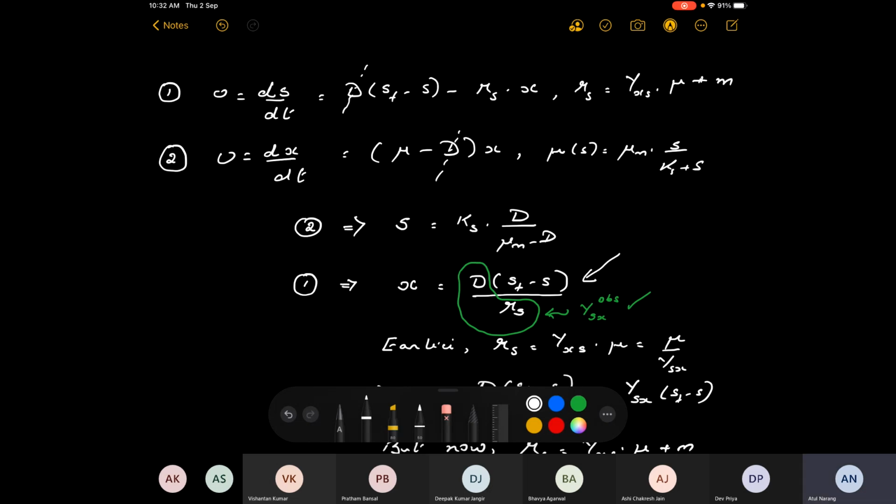And now mu of S is still the same. It's mu m times S over KS plus S. But my substrate uptake rate is no longer just Y XS times mu, but it also has a constant term plus N. So y has this term plus N. Can you see any problem coming up?